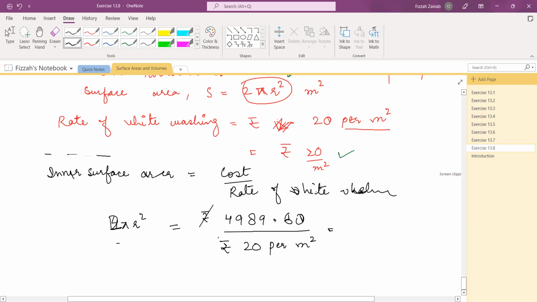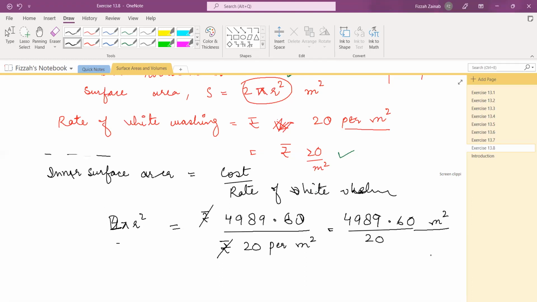So now you can see rupees will get cancelled out. And this I can write 4989.60 divided by 20 per meter square, so I'm writing my meter square here in the numerator. Is this point clear? Yes, ma'am. So now this is balanced.